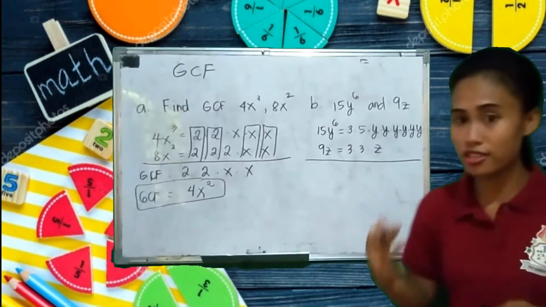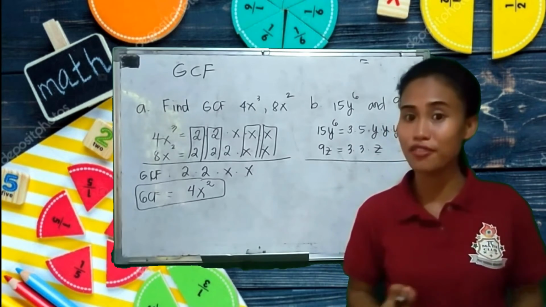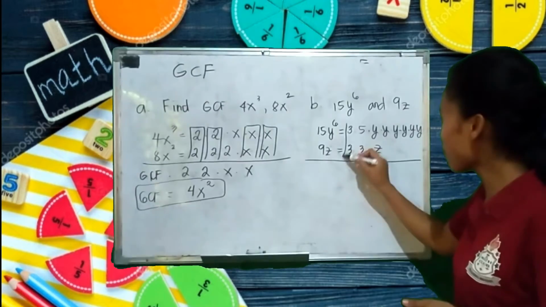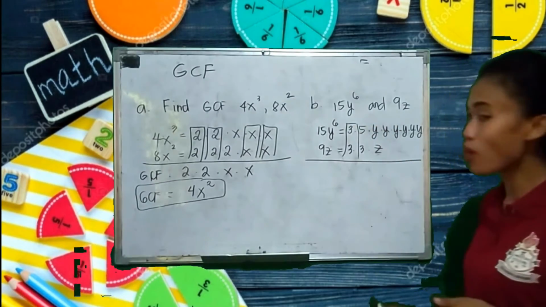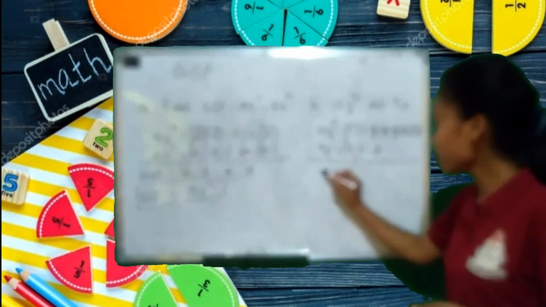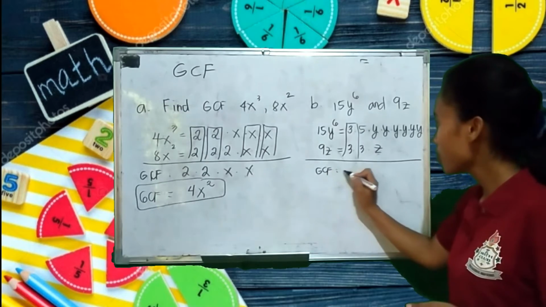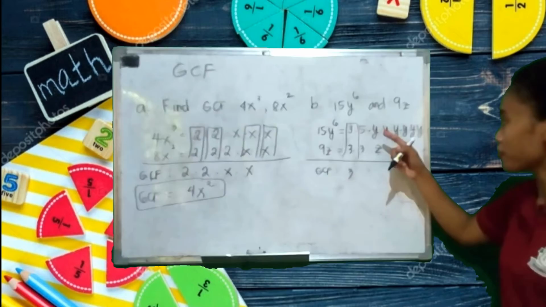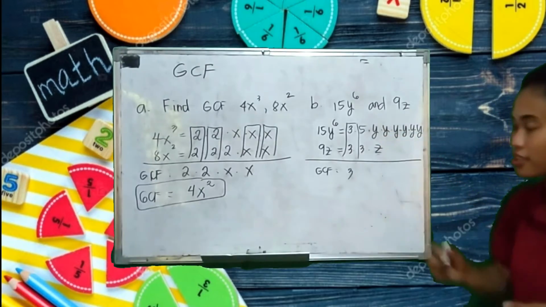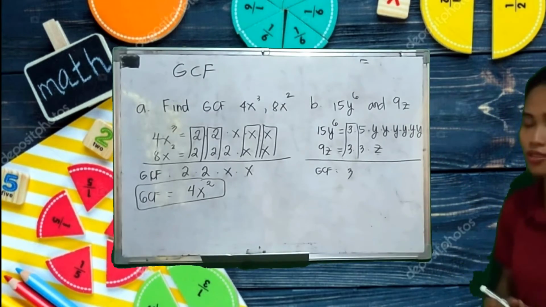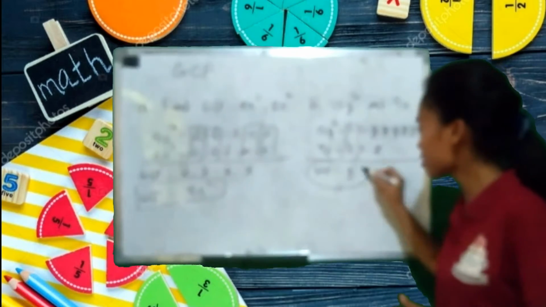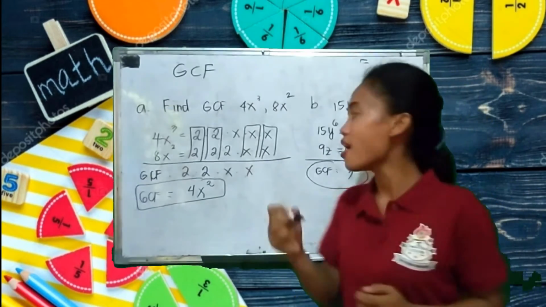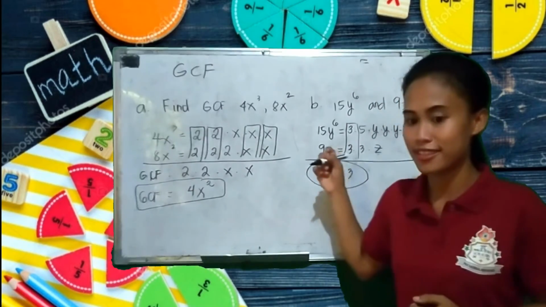Okay? The second step, once again, is to identify their common factors. So their common factors, we have only one common factor. So that is equal to 3. Since 5 and 3 are not common, and of course, it's obvious that y and z are not common variables. Okay, so this now is the GCF of 15y raised to the 6th power and your 9z.